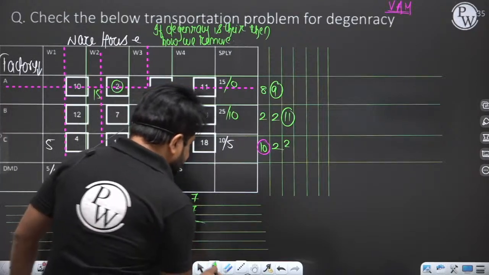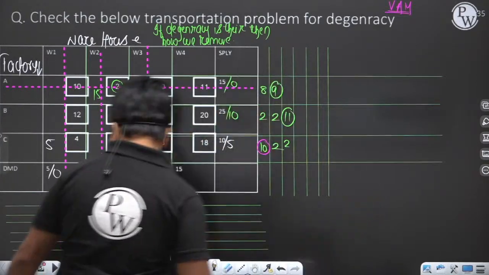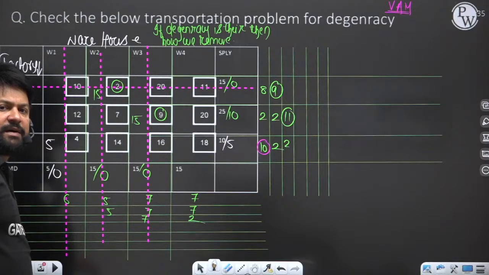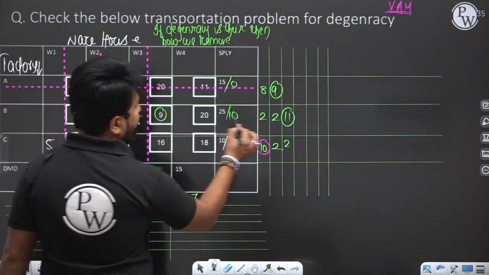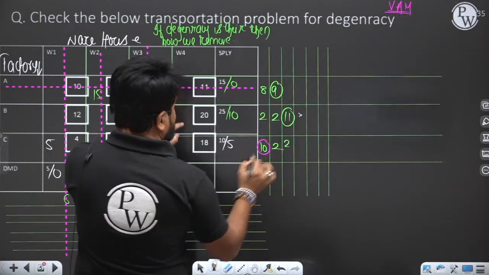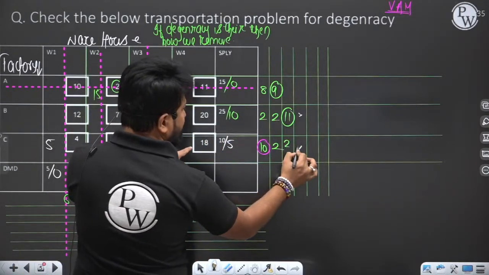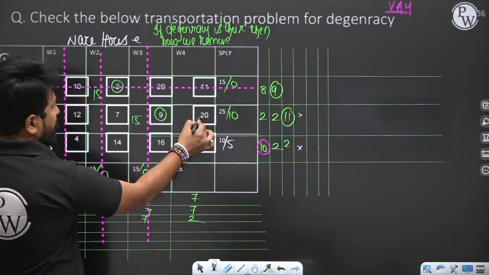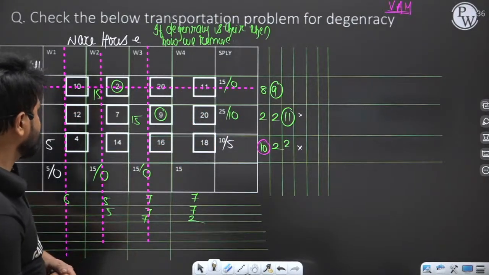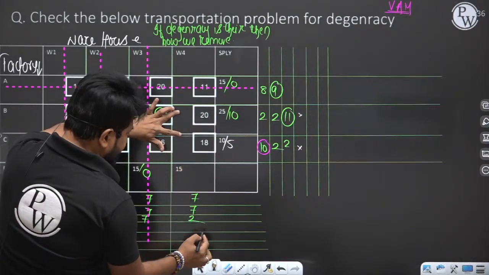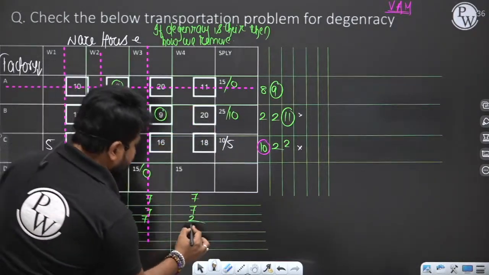Again, you have to find out the penalty. So let's try to find out the penalty again, my dear. Now you cannot find out the penalty for this row because only one cost is there. Yes, you can find out the penalty of this. Minimum 20, next tier is 20, minimum 18, next tier is 20. So that is 2.